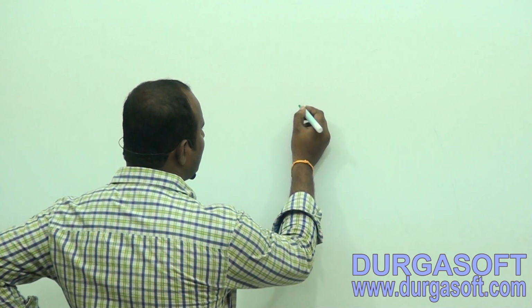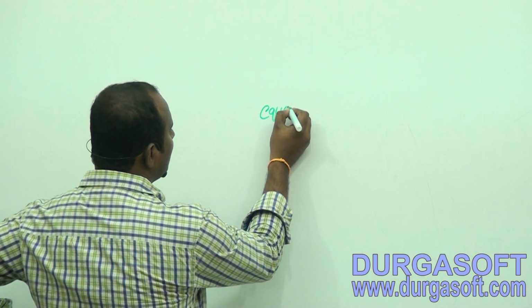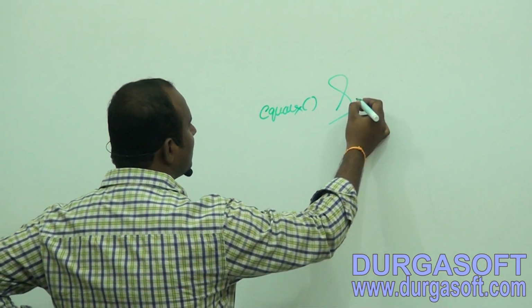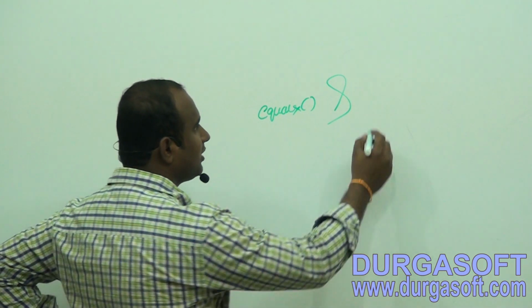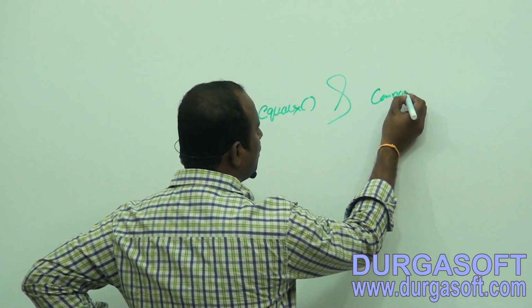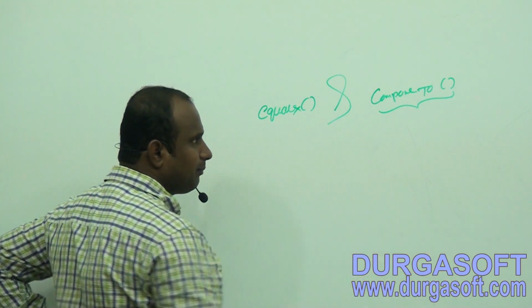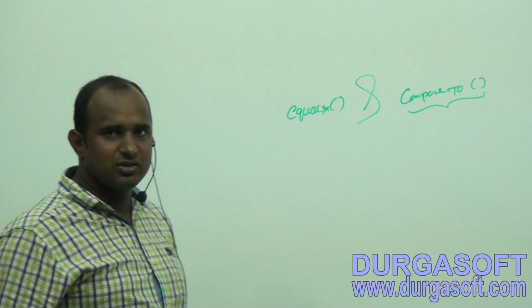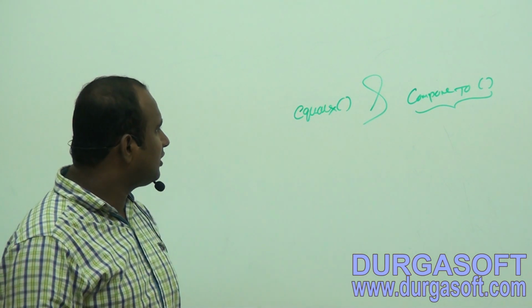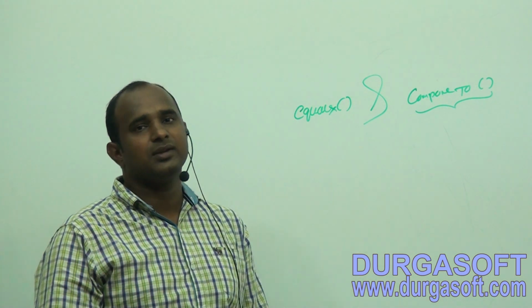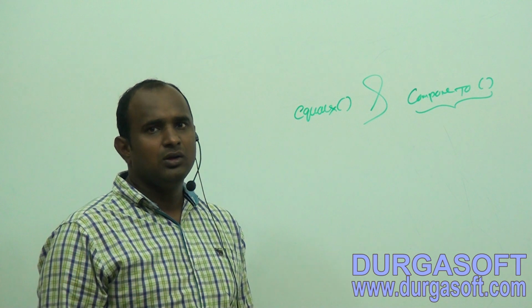The difference between the equals method and the compareTo method. So you know the importance of this method. In the collections also, we frequently use the compareTo method to compare the data. So the question here: what is the difference between the equals method and the compareTo method?